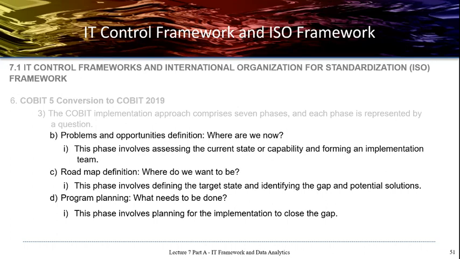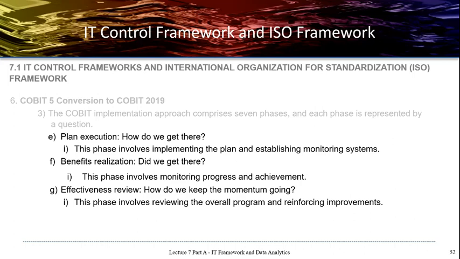Where are we now? Roadmap definition: where do we want to be? Program planning: what needs to be done? So these need to be addressed. And also plan execution: how do we get there? Benefit realization: did we get there? Then long-term: how do we keep the momentum going? It is very important in the conversion from COBIT 5 to COBIT 2019, COBIT 5 to 19.